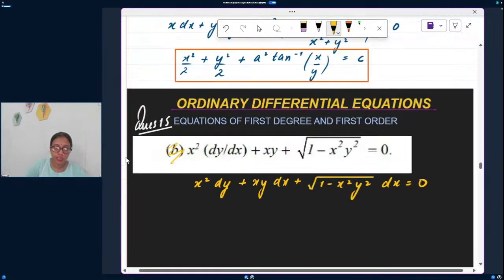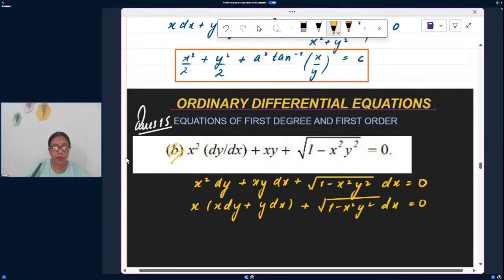So if I take x common, I get x dy plus y dx plus square root of 1 minus x square y square dx. So I have to divide by x multiplied by this root factor. If I divide, I'll get x dy plus y dx divided by this root of 1 minus x square y square, plus this is 1 by x dx is equals to 0.